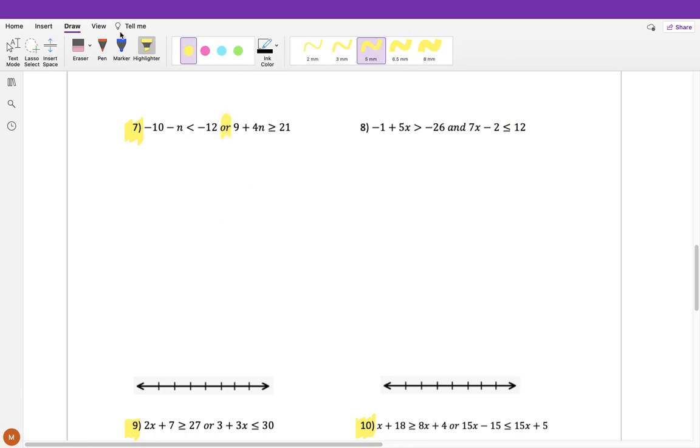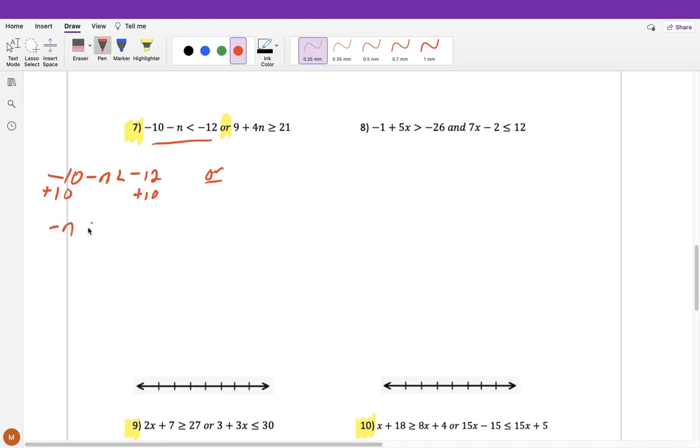All right, so moving on to question number 7. Once again, I see this as an or statement, so that's telling me some information about this. I'm just going to solve these individually. So let me just write this a little bit better. So we have negative 10 minus n is less than negative 12, or, and then let's go ahead and solve. So we add the 10, so negative n is less than negative 2. And now remember, right now we have it solved for a negative n, so I need to divide each side by negative 1 to isolate n, or multiply to make it a positive n, and now we're flipping our inequality and get n is greater than 2.